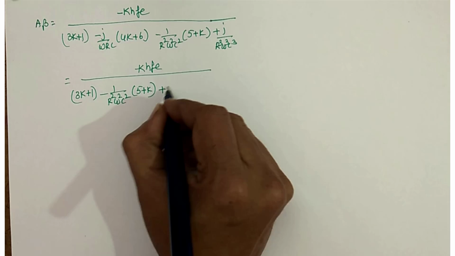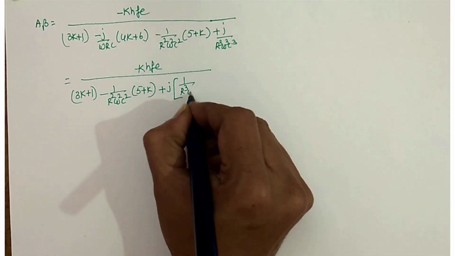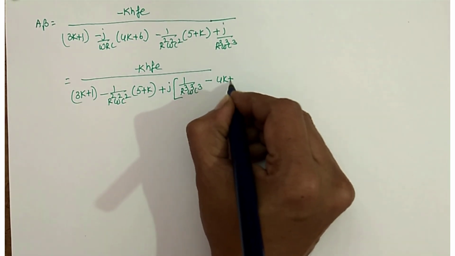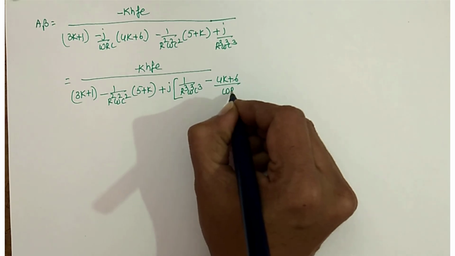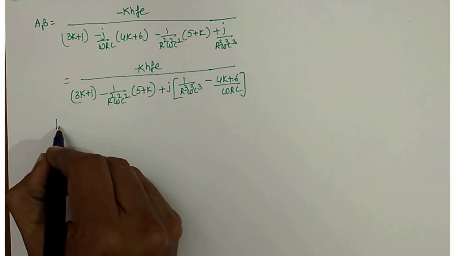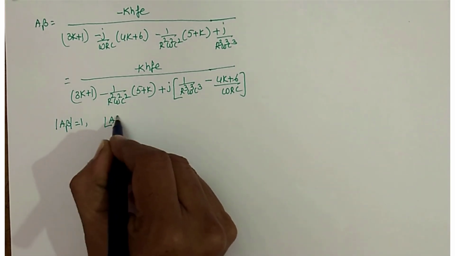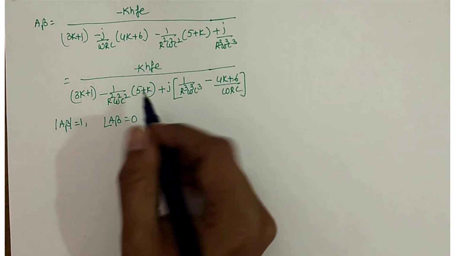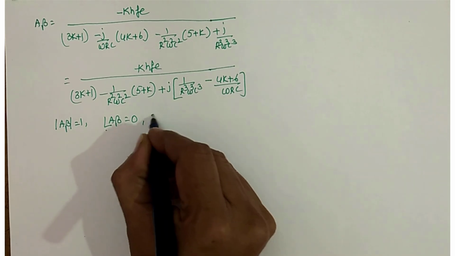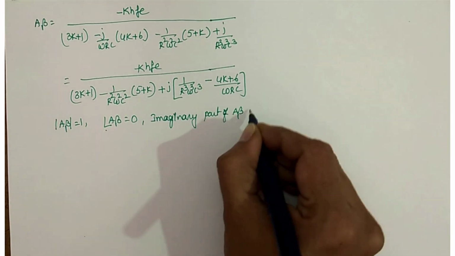And the imaginary part is, I'll take j common. So I'll get 1 by r cube omega cube c cube minus 4k plus 6 by omega rc. And we know for any oscillator, the conditions to get oscillations are mod a beta is equal to 1 and angle a beta is equal to 0. So to get angle a beta equal to 0, the imaginary part of a beta must be 0.